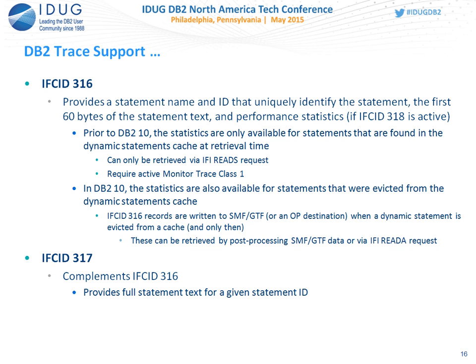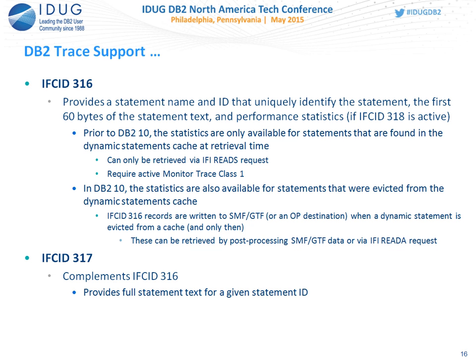IFCID 316 and 317 are more for if you're going to write it out, for instance, to SMF or a monitor, like a monitor 1 trace. 316 provides, as long as 318 is on, it'll push out the stats, as well as a statement ID to uniquely identify it, and you'll get the first 60 bytes of the statement. You can use it for IFI reads, and it requires that you have the monitor 1 trace on, which I think Saghi may hit for Data Studio and some of the other tools that use it.